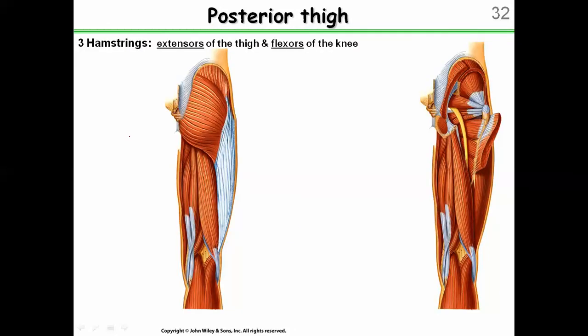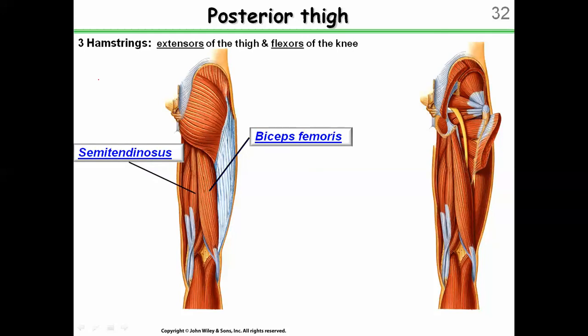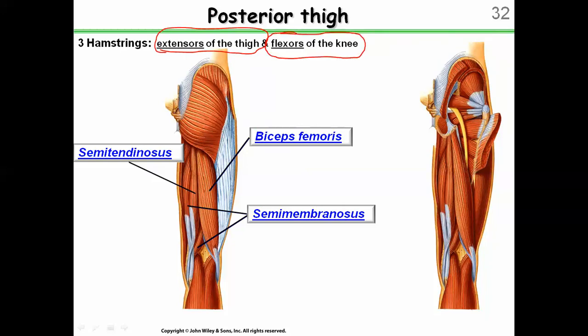Now we will look at the posterior compartment of the thigh, which includes hamstrings. We have the biceps femoris, the semitendinosus, and the semimembranosus. So those are the three hamstrings. They are extensors of the thigh, as well as flexors of the knee. They are all relatively superficial, although you can see the semimembranosus tends to be deep to the semitendinosus.